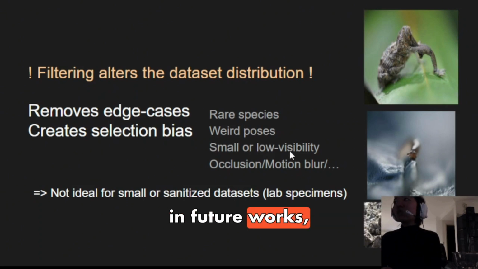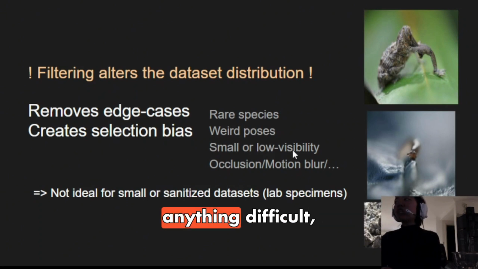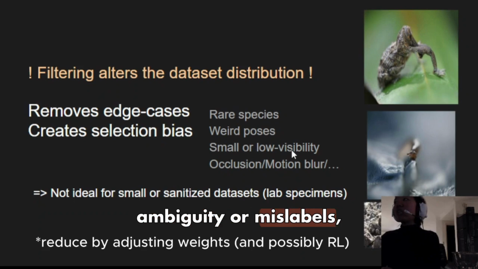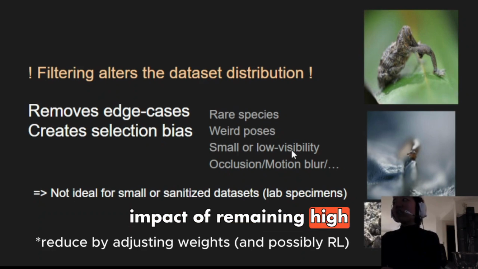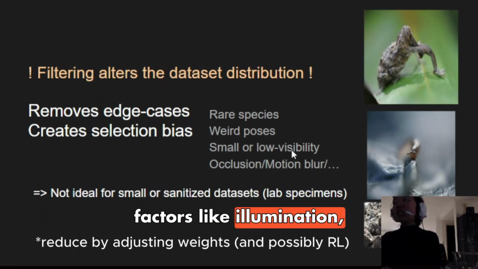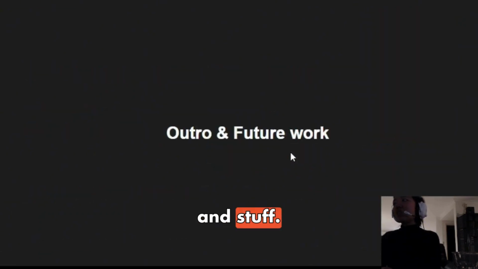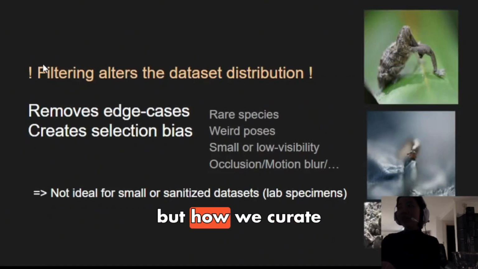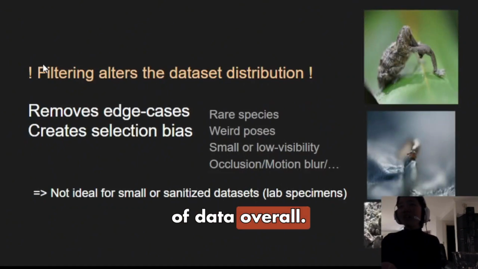So that is why in future work the goal should not be to delete anything difficult, but to reduce harmful ambiguity or mislabels and explicitly study the impact of remaining hard factors, incorporating context-aware embeddings that consider factors like illumination, motion, environmental conditions, and so on. In this regard, more data is necessary, but how we curate and handle it is more important than just the amount of data overall.